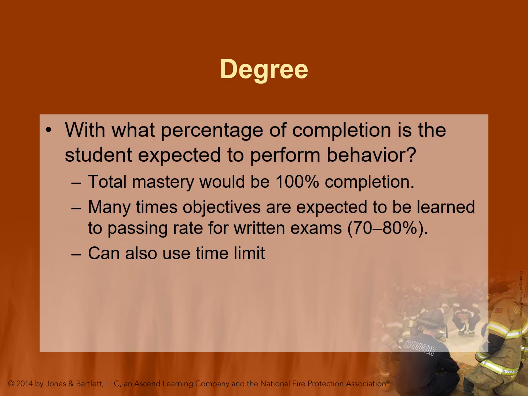Degree: to what degree, with what percentage of completion, is the student expected to perform? Total mastery would be 100% completion. Many times objectives are expected to be learned to a passing rate, for written exams somewhere in the realm of 70 to 80%. We can also use time limits as well. What are you going to do in a certain time limit?